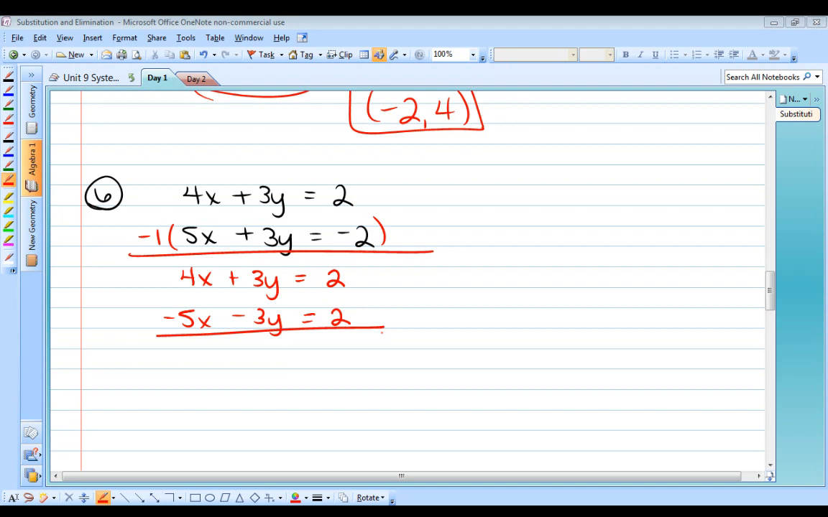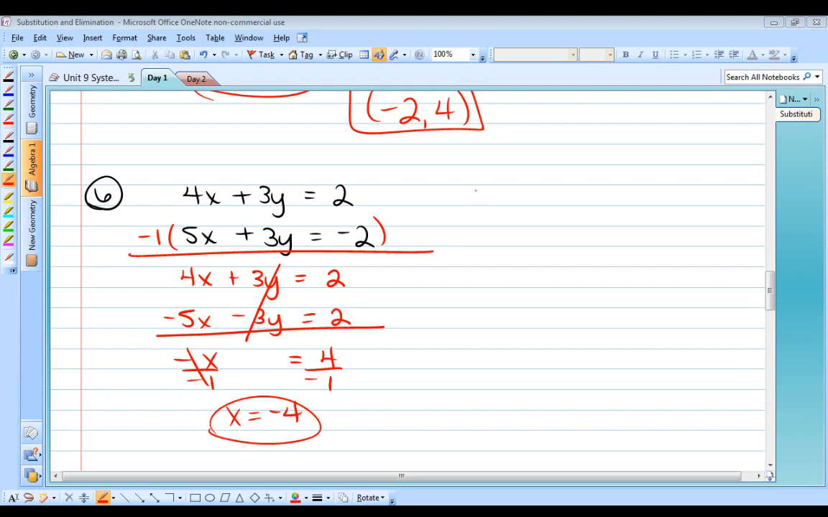All right. Now, do we have opposite coefficients? Yes. So now my y's are ready to be eliminated because they are opposite signs. And now we keep going like we did. So what is 4x minus 5x? -x, or -1x, equals what? 2 plus 2 is 4. And then how do I get rid of that -1? Divide by -1 everywhere. And x equals -4. So how can we get our y value?